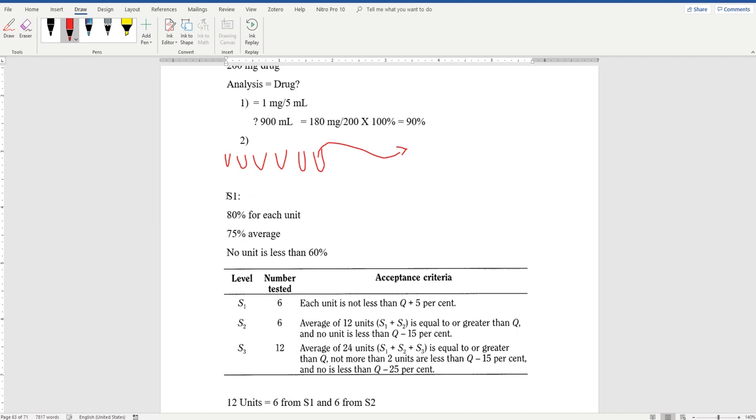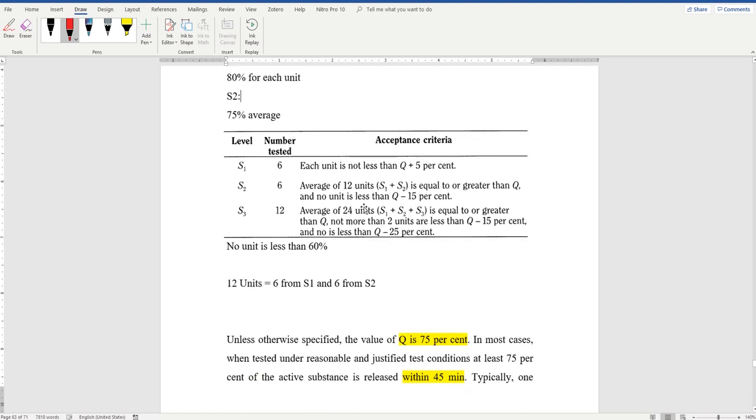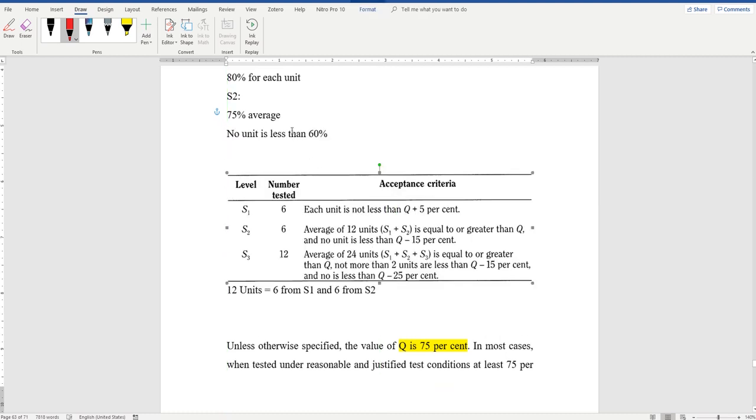هذا stage 2. طيب stage 2 فرضا ما تحققش. For example, let's say one unit is less than 60 or the average is less than 75. فإذا ما تحقق, this did not succeed في second stage. Then you need to go to third stage.